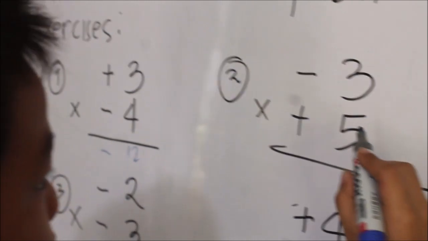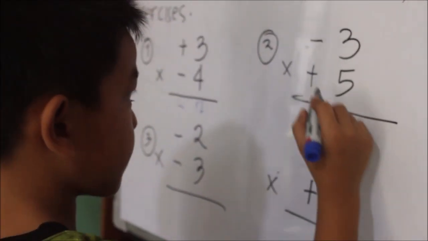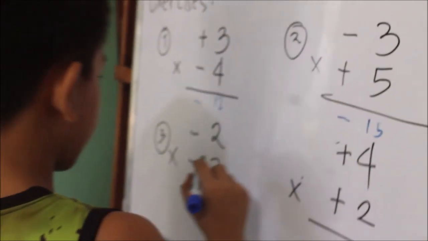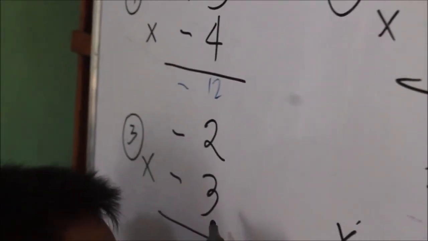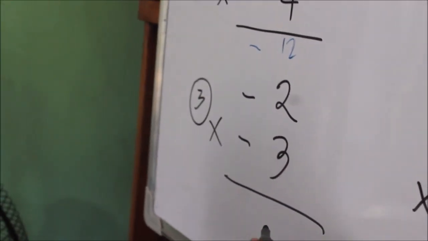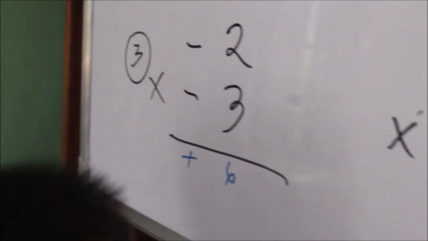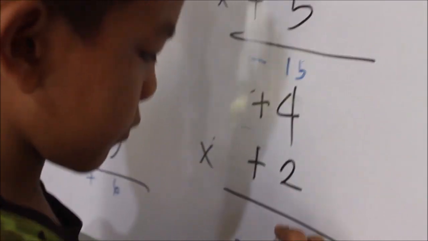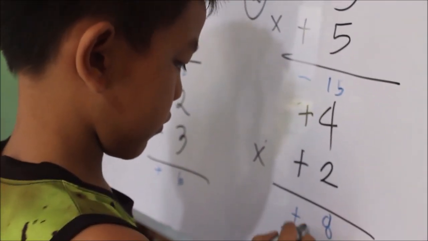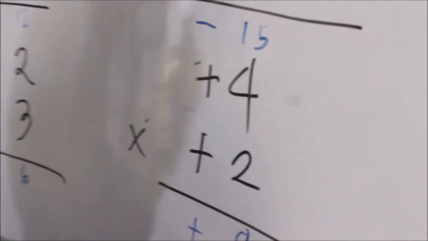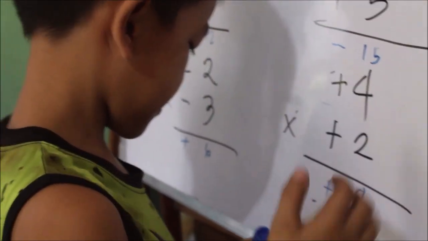Okay, very good. Negative 12. How about negative 3 times positive 5? What is your answer? Negative 15. Very good. Number 3, kuya. Negative 2 times negative 3. What is your answer? Positive 6. Good. And the last, positive 4 times positive 2, kuya. What is your answer? Positive 8. Good job, kuya.